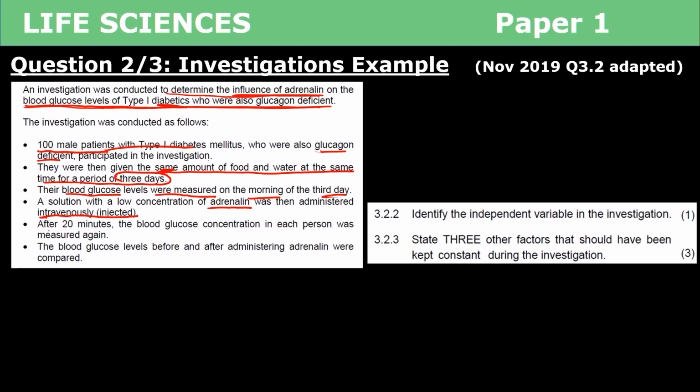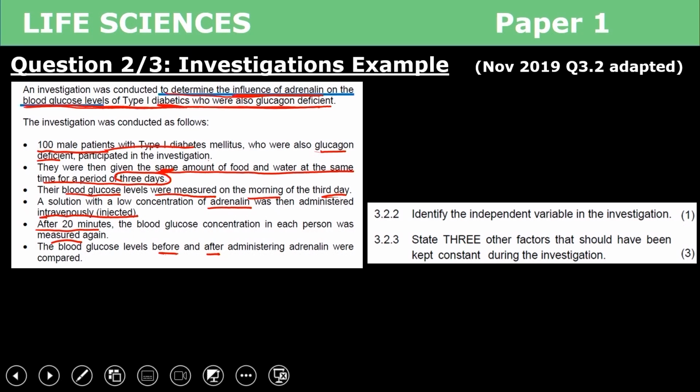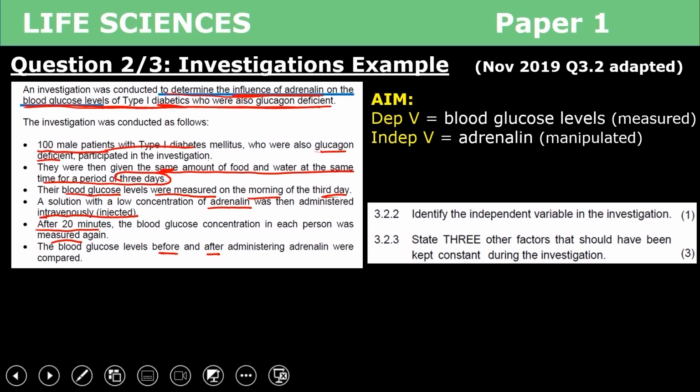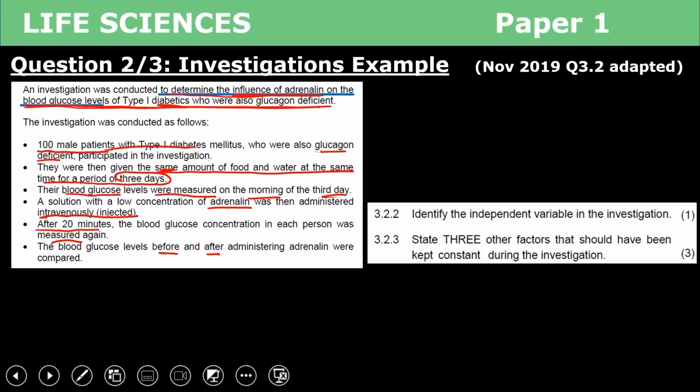And then after 20 minutes, the blood glucose concentration in each person was measured again. The blood glucose levels before and after administering adrenaline were then compared. Right, guys, so let's go to the question. Identify the independent variable in the investigation.